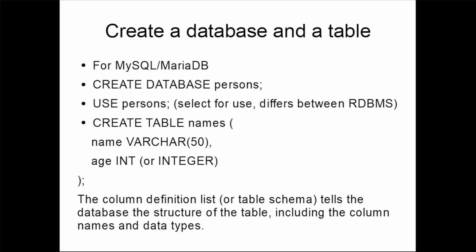I think there is one database system that does not support integer, so it is wise to stick to int. Understanding table structure. The list inside the first and last parenthesis is called the column definition list or table schema. This schema tells the database how the table should be structured, including column names, like name and age. Data types, like variable character 50 and integer.